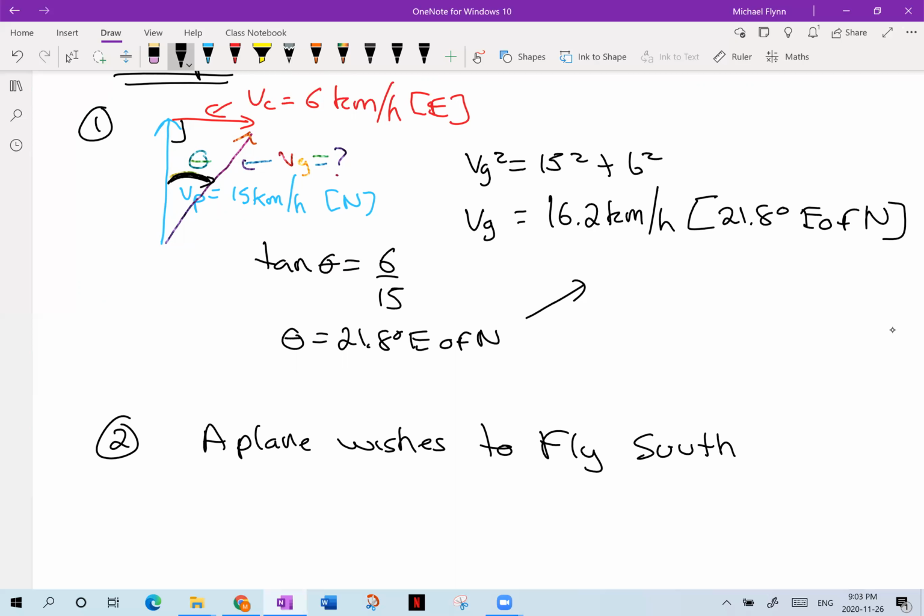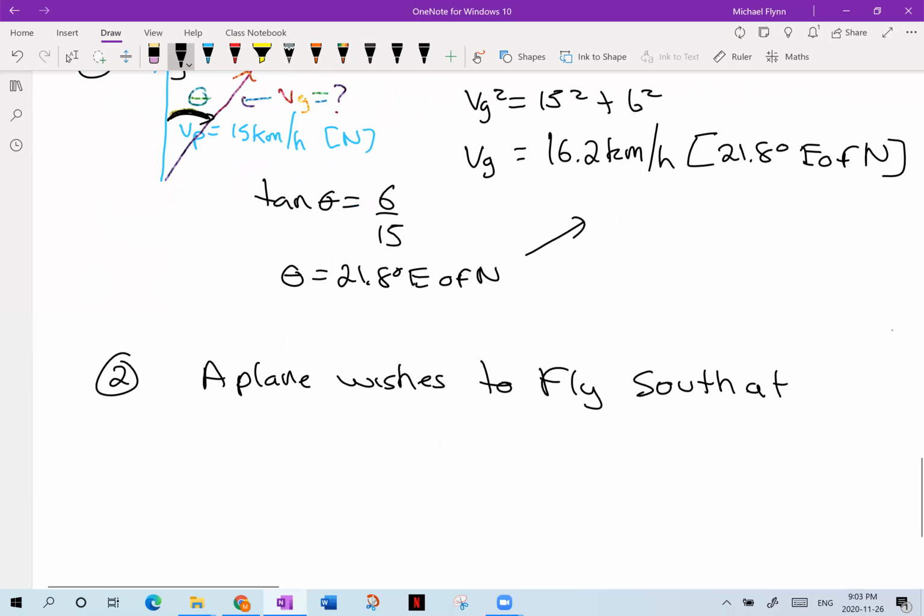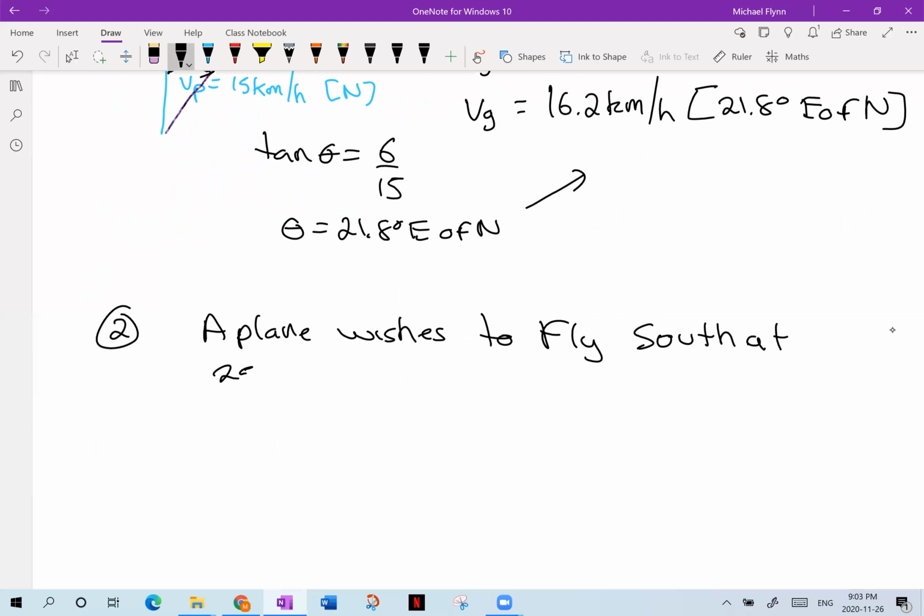Okay, but the wind. Let me finish this. He wishes to fly south at, let's make it 250 kilometers per hour. They're planes after all, they can go really fast. So that's what the pilot wishes to do, okay?